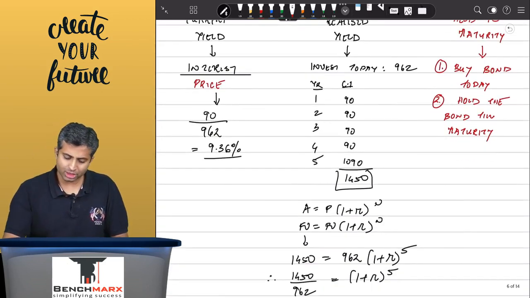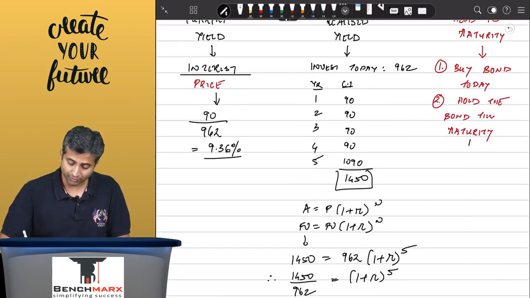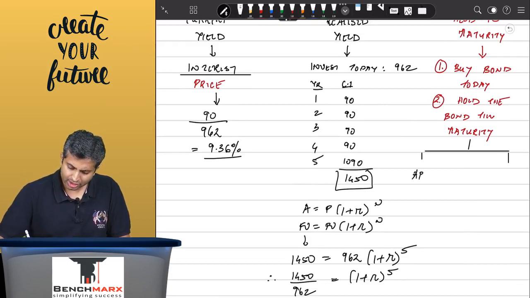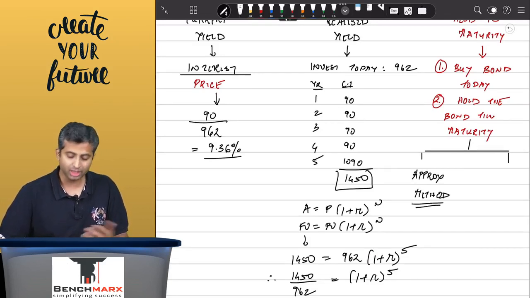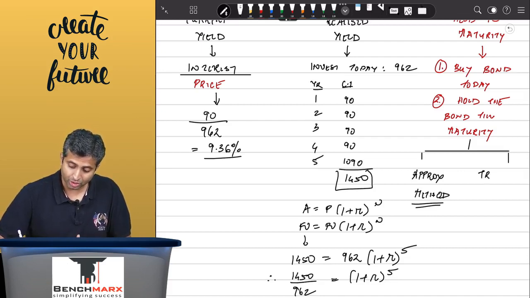So there are two ways in which you can find the yield to maturity. One is the approximate method, which, if you don't have time in the exam, you can do. However, there is another more accurate method, which unfortunately is calculated using trial and error. Sir, why trial and error?